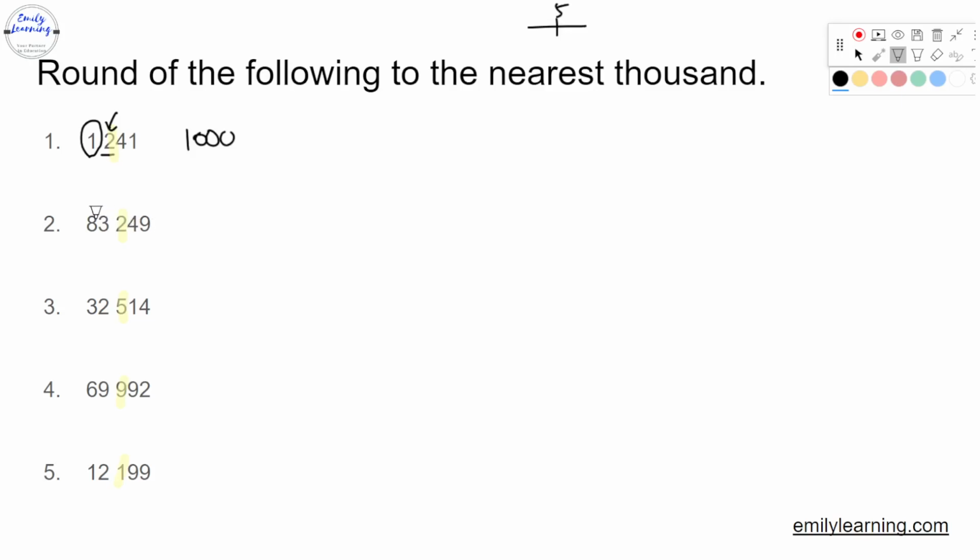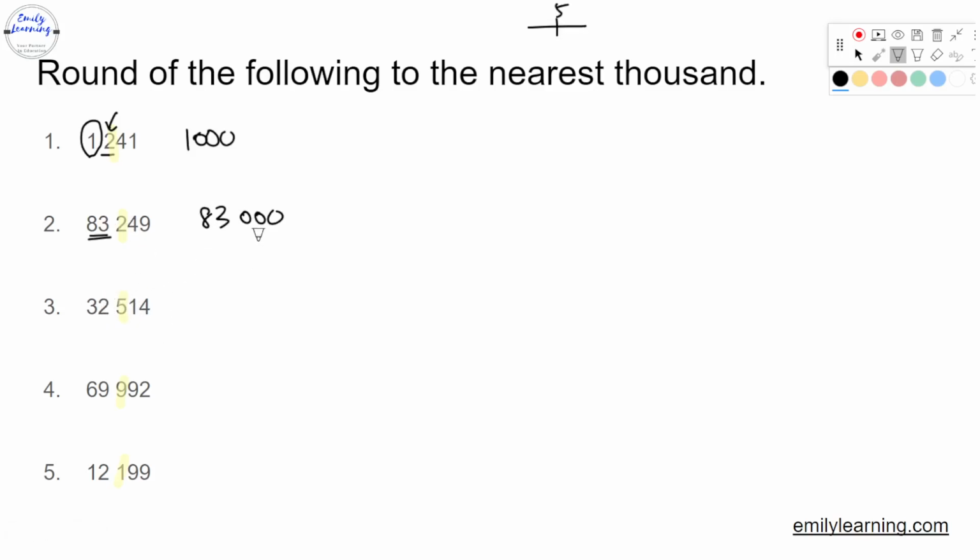Next, we are going to round 83,249 to the nearest thousands. So to do so, we will check the hundreds place. And the hundreds place is 200, right? And 2 is lesser than 5. So we will round down. So in other words, we just keep these numbers as they are, and then just change them to 0.